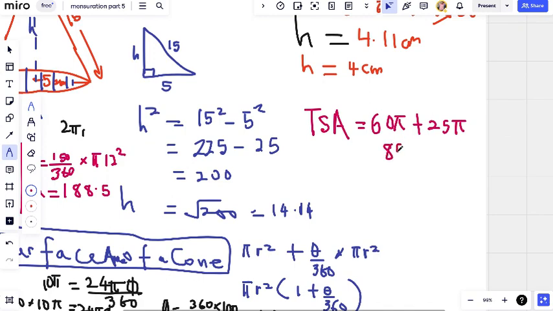So you just press in your calculator 85 times 3.14. You get your final answer, which is 267 to 3 significant figures. 267 centimeters squared is the total surface area of the cone.